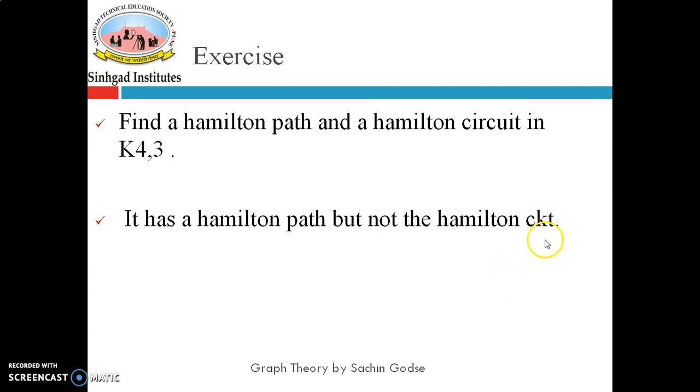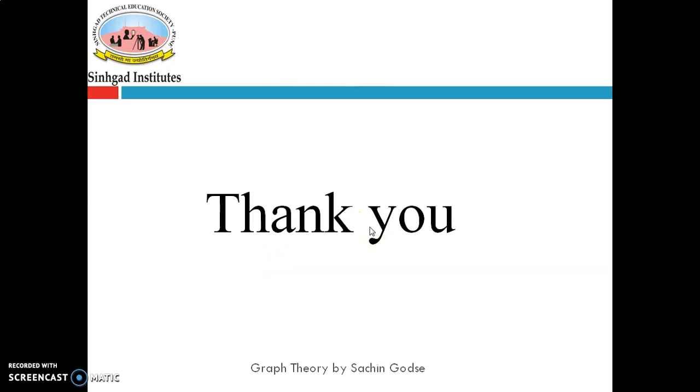But for a Hamilton circuit, what is the condition? The degree of each vertex should be greater than or equal to n by 2. N by 2 in this case is 7 by 2, that is 3.5. And the degrees of the vertices are 4 and 3. It is not greater than or equal to n by 2, because n by 2 is 3.5, and here some vertices have degree 3. So because of that, a Hamilton circuit will not exist.